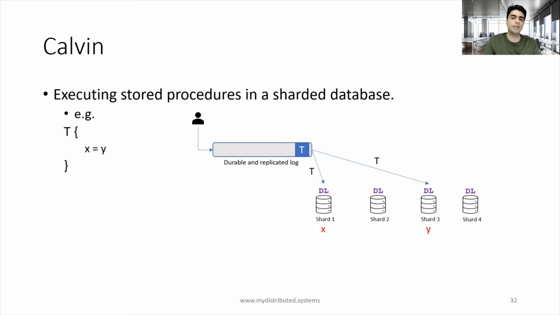However, shard 1 cannot execute the logic of the transaction because it doesn't know the value of y. So in this situation, shard 3 sends the value of y to shard 1, and now shard 1 can execute the transaction. So in Calvin, to execute a transaction, shards need to talk to each other, right? To have all the values necessary to complete the logic of the transaction.